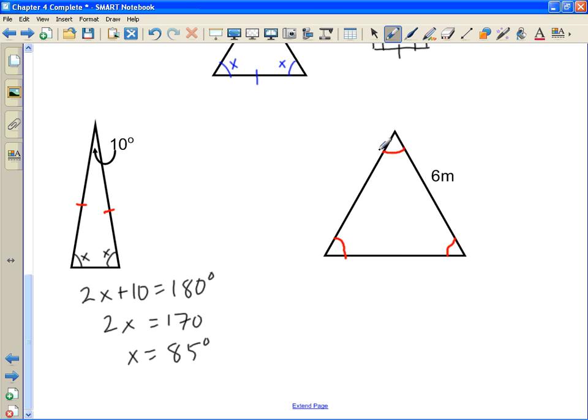Now here I've got an equiangular triangle, which means it's also equilateral, or it's a regular triangle. So if this is 6 meters, all these other sides will also be 6 meters.